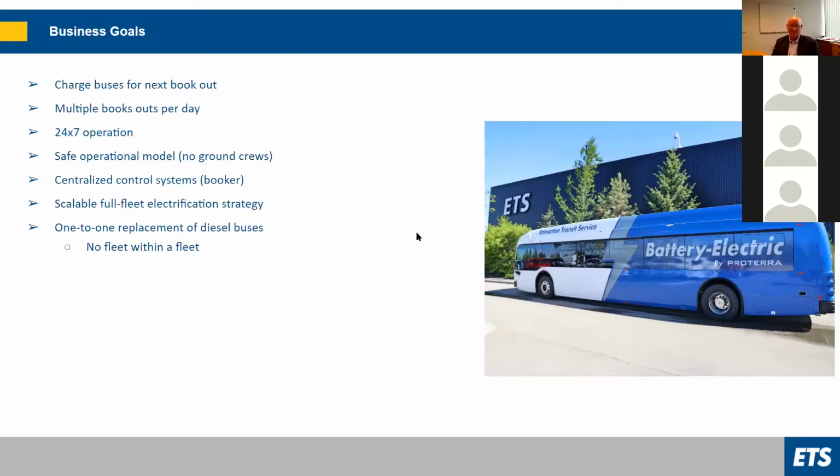Let's say we've got multiple book outs per day because we have our AM peak and our PM peak. We've got a 24/7 operation. We wanted a safe operational model, and I put here no ground crews. We didn't want people running along trying to plug long umbilical cords that come out of the walls into the bus to charge the bus. So we wanted it to be pantograph charging, so it was easier. A centralized control system, we call them bookers. So we've got someone sat in the office and it goes hand in hand with the diesel bus book out.